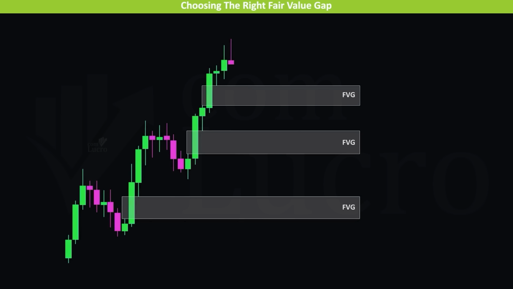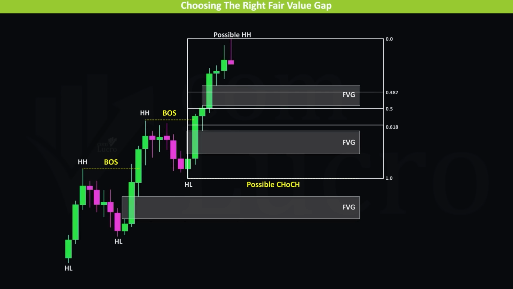Now we arrive at the next important question. Which fair value gap should we actually trade? In this example, there are several fair value gaps marked on the chart. The basic idea is to wait for price to reach these zones and then look for buying opportunities. However, we're only focused on buying when price reaches the middle fair value gap. So why are the others ignored?